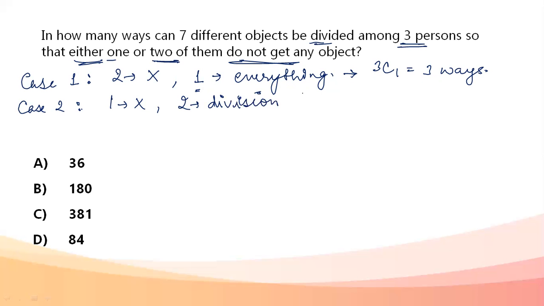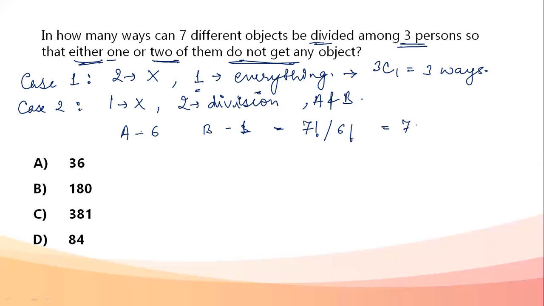How are we going to do the division? Let's call the two people who are going to get everything A and B. Now A gets six objects, whereas B is going to get only one object, because in total there are seven different objects. A gets six, B gets one. So this becomes 7 factorial divided by 6 factorial, because 7 objects need to be divided, but 6 of them go to one person. The answer comes out to be 7 ways.